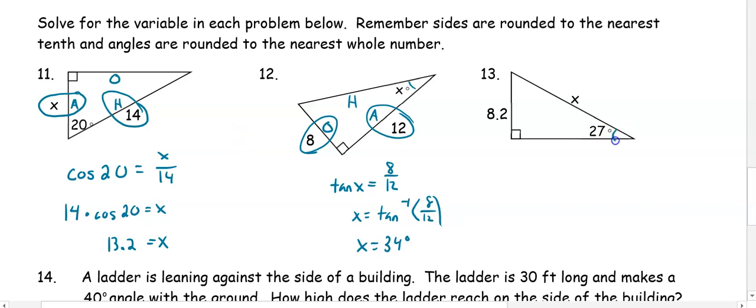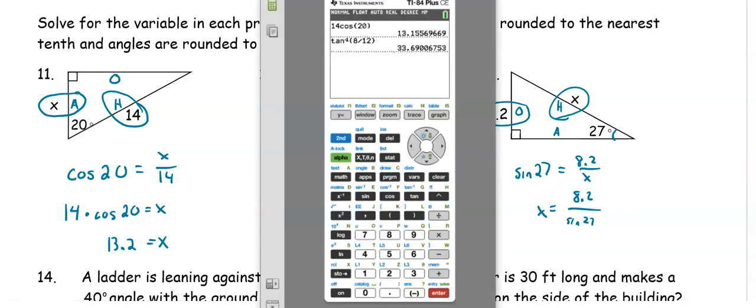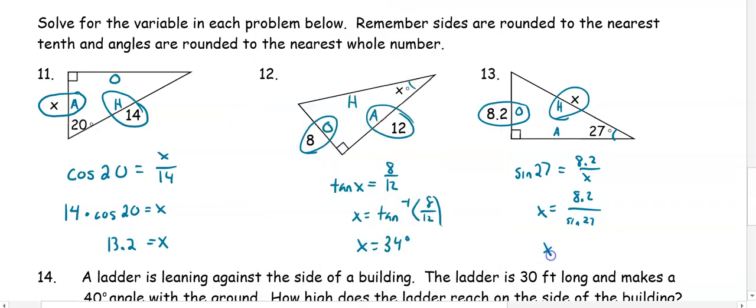In 13, based on the angle that's 27, we have opposite, hypotenuse, adjacent. Opposite and hypotenuse have information on their sides. So we are using sine. So the sine of 27 equals 8.2 over x. When x is on the bottom, we divide. So x equals 8.2 divided by the sine of 27. It's a side, so we round to the nearest tenth. This is going to be 18.1.